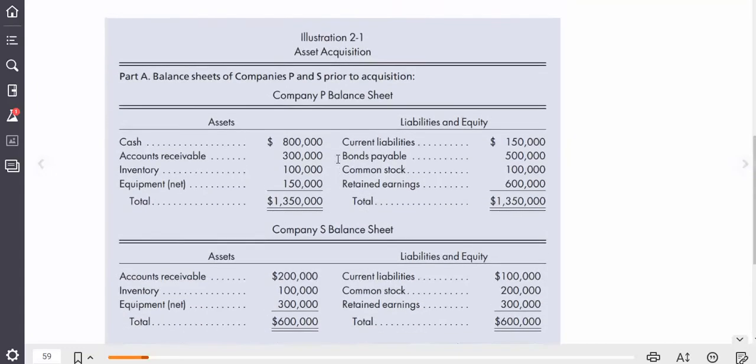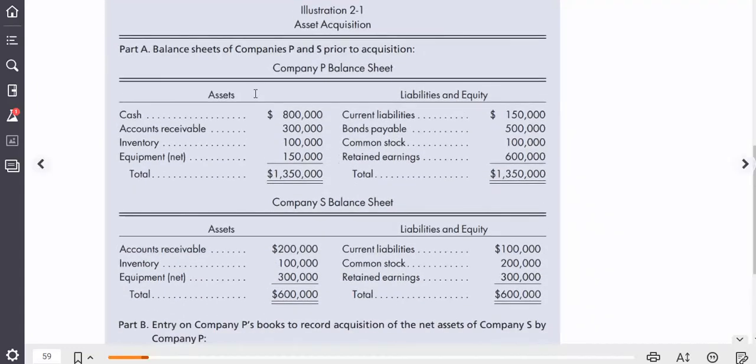You can see the two companies. Here's company P's balance sheet. Here's all the cash and assets they have, the liabilities they have, and then they're going to acquire company S's balance sheet for $500. Remember, company S, which is being acquired, they're paying exactly the amount of the book value because we are assuming that that is the same as the fair market value.